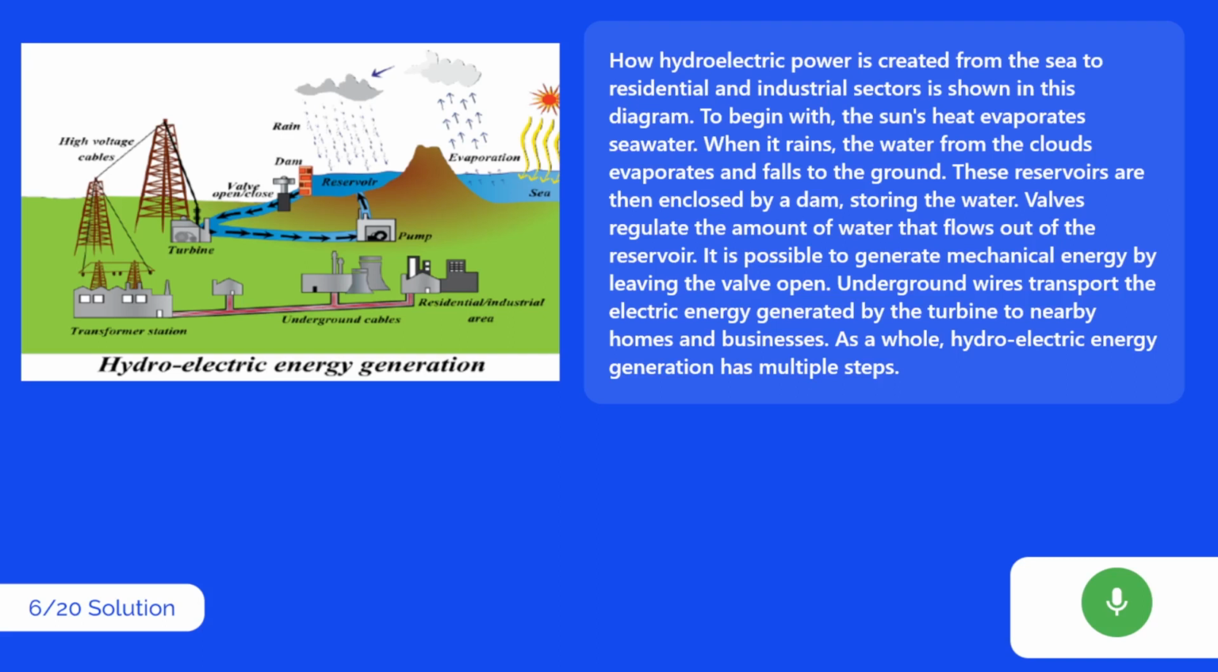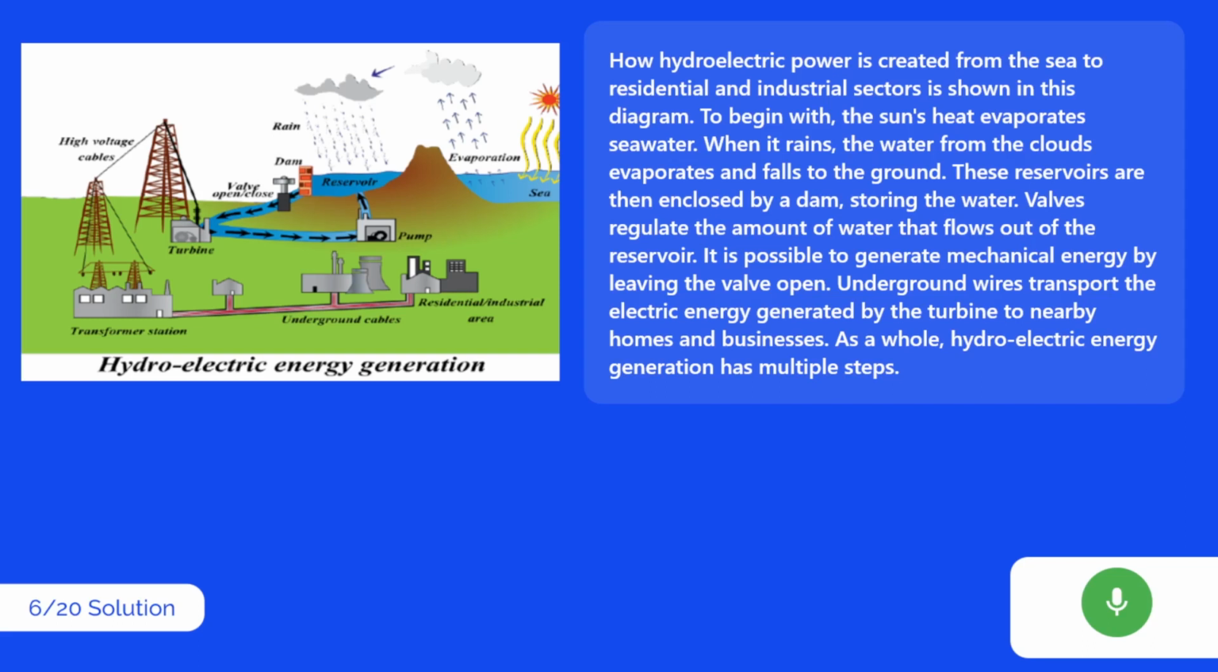How hydroelectric power is created from the sea to residential and industrial sectors is shown in this diagram. To begin with, the sun's heat evaporates seawater. When it rains, the water from the clouds evaporates and falls to the ground. These reservoirs are then enclosed by a dam, storing the water.